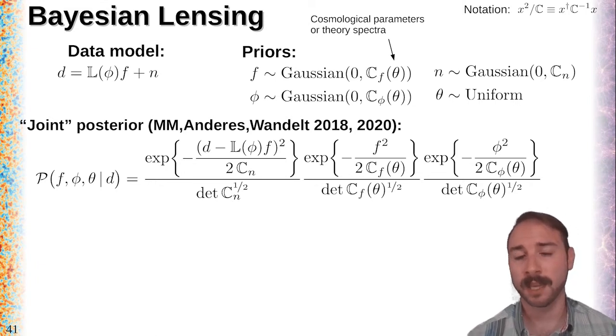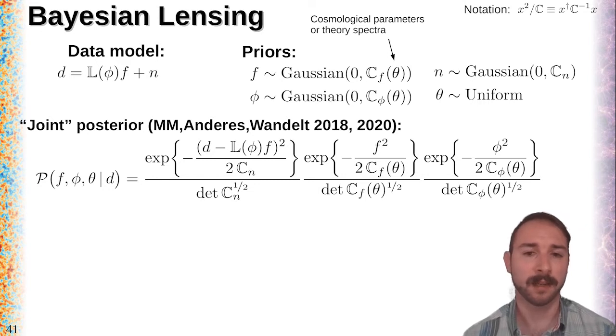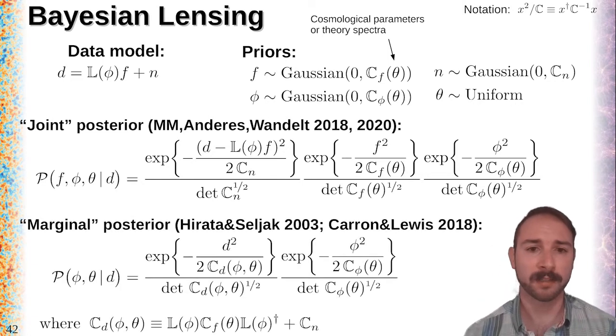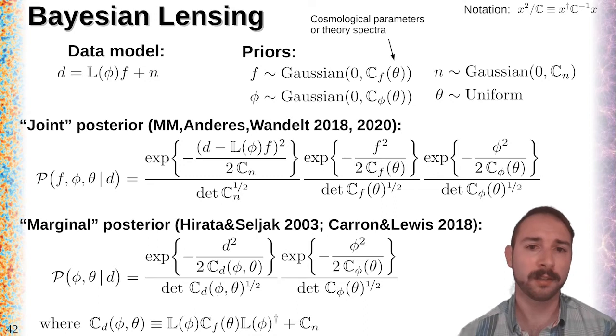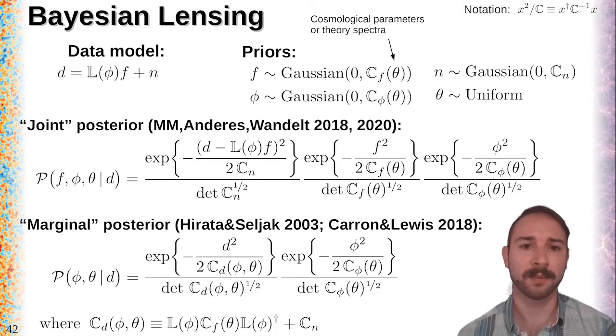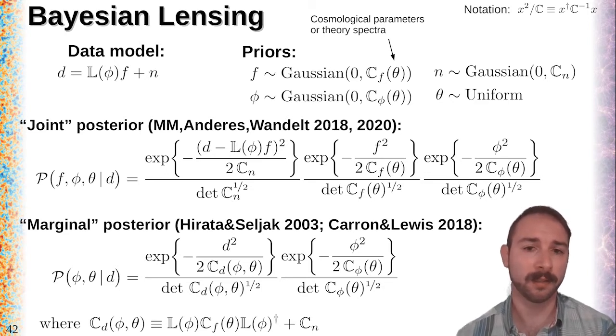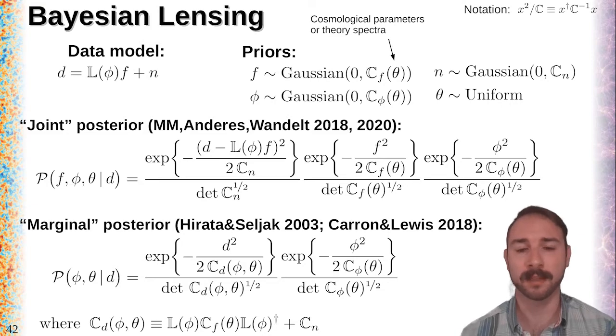It's basically just 3 Gaussians, the data compared to the data model, and then the priors on f and on phi. It turns out you can analytically marginalize that expression over f and arrive at the so-called marginal posterior. And here it's slightly simpler because there's only 2 Gaussians, but there's an added complexity because one of their covariances is now much more complicated. It's this C_D thing that you see there, which turns out to not be sparse in any simple basis and actually makes computing the value of this posterior essentially impossible, although you can still compute its gradients.